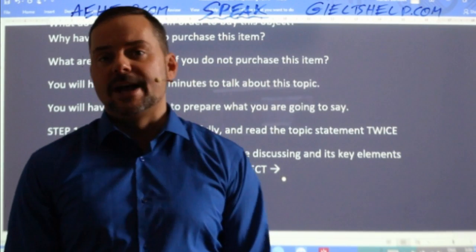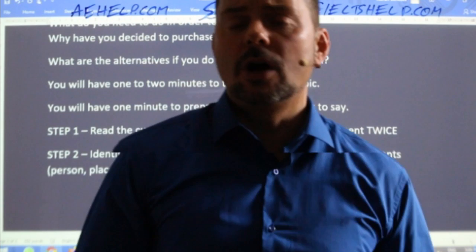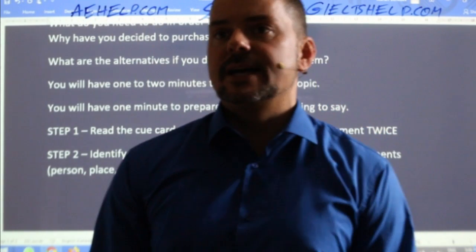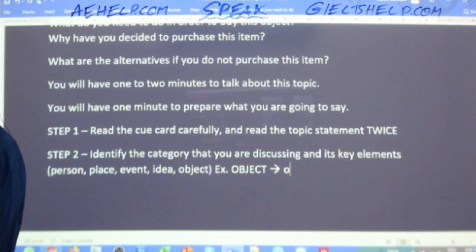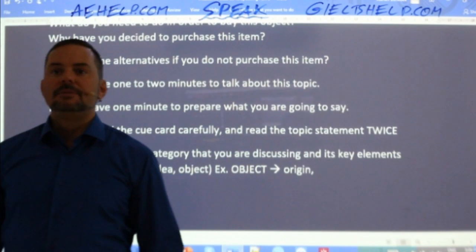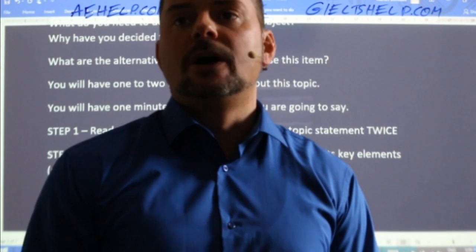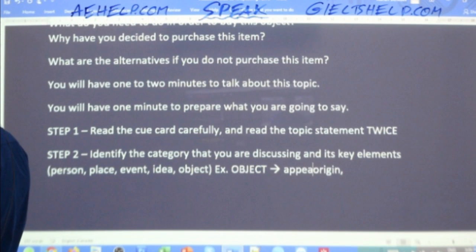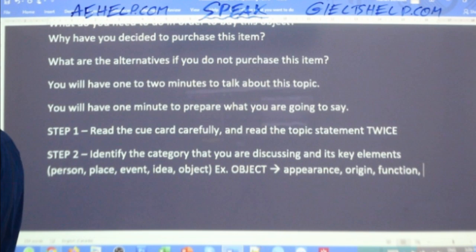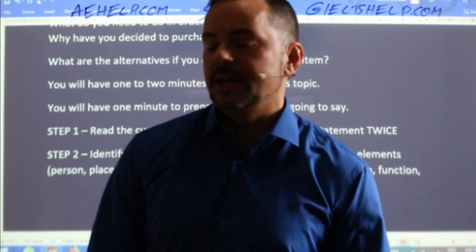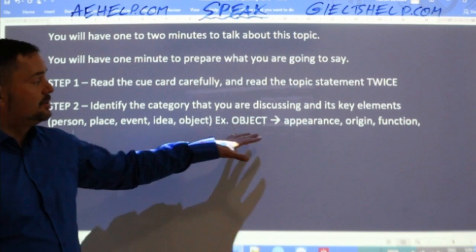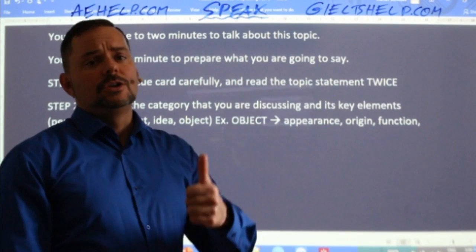When we talk about objects, regardless of the questions on the cue card, what kind of information should we include? Okay, so Mina says we should include its origin. Yeah, where it comes from, sure. Before we get to function, Mina, we should talk about its appearance. That's right, Kyber. So appearance, what it looks like. Origin, function, and its value for you. Okay, those are the key elements. So here we know we're talking about an object, its appearance, origin, function, and its value for you. Okay, good. So far, we're doing great.